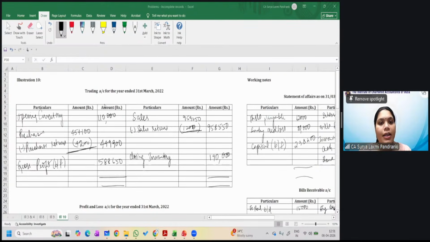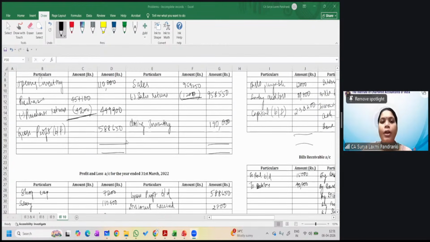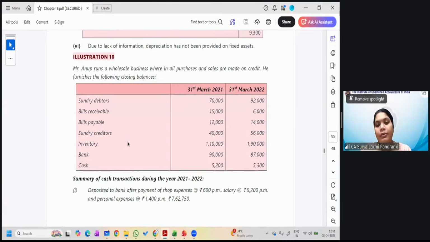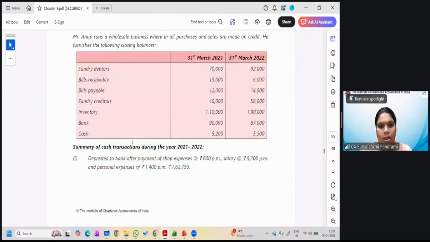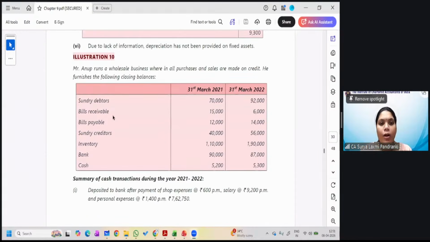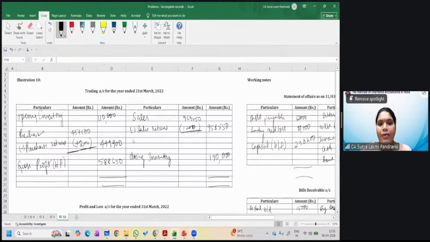I mean, you're asking how we do the accounts all together. Like, see how I have done the trading account, P&L account. You draw all of them first. The best technique I follow is, now I know what are the accounts I have to prepare. That is why I have drawn all the blank accounts first, correct? All the accounts I have drawn, because I know that these have to be prepared.